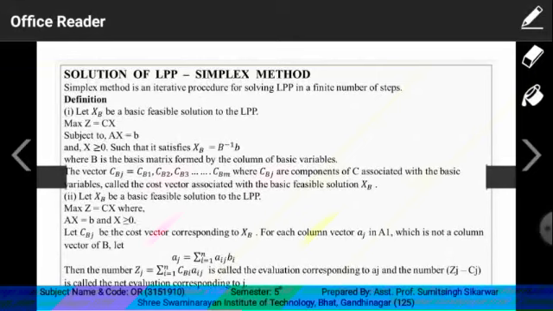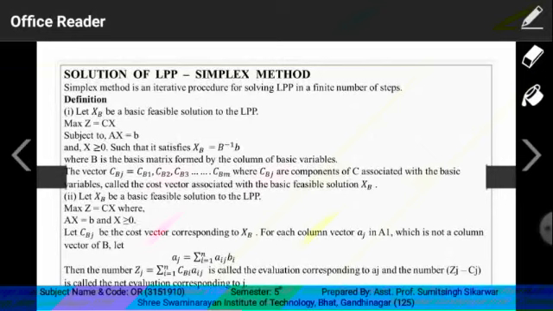This procedure is repeated, and since the number of vertices is finite, the method leads to an optimal vertex in a finite number of steps, or it also indicates the existence of an unbounded solution. Now let us define the simplex method.